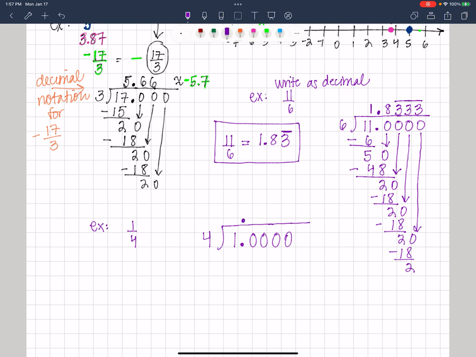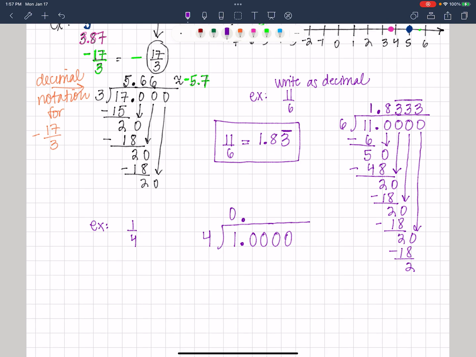Then we're going to say 4 goes into 1 0 times. 0 times 4 is 0. 1 minus 0 is 1, and then we're going to bring down the 0. 4 goes into 10 2 times. 2 times 4 is 8. 10 minus 8 is 2. Bring down the 0. 4 goes into 20 5 times. 5 times 4 is 20, and we have a remainder of 0. When we have a remainder of 0, that means our decimal terminated.